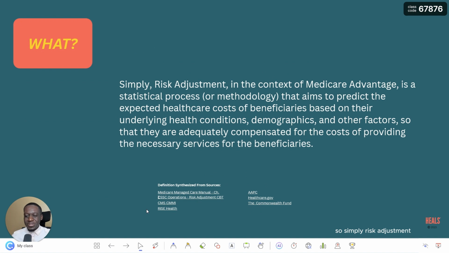So, simply, risk adjustment in the context of Medicare Advantage is a statistical process or a methodology that aims to predict the expected healthcare cost of beneficiaries based on their underlying health conditions, their demographics, and other factors, so that they are adequately compensated for the cost of providing the necessary services for the beneficiaries. And there are several definitions of risk adjustment. You can look at the links here, but this is a simple one that I pulled together, synthesizing everything. But even this can also be daunting.